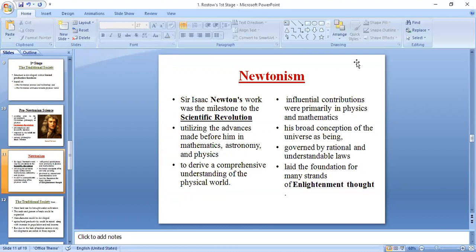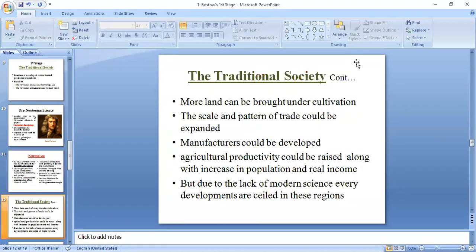So this is all about Newtonism. We can continue with the traditional society, the first stage of Rostow's stages of economic growth. He says that more land could be brought under cultivation. There is the possibility that the scale and pattern of trade could be expanded. Manufacturers could be developed. Agricultural productivity could be raised along with the rising population and income.